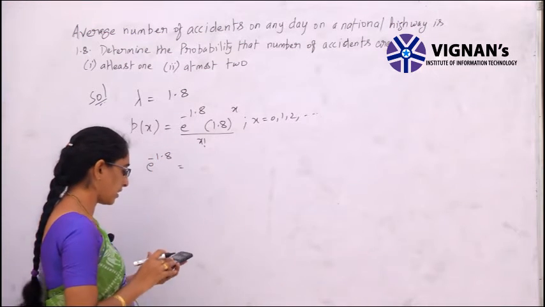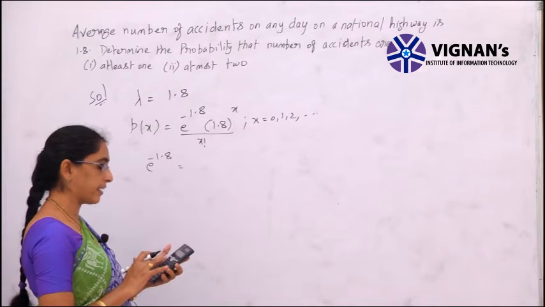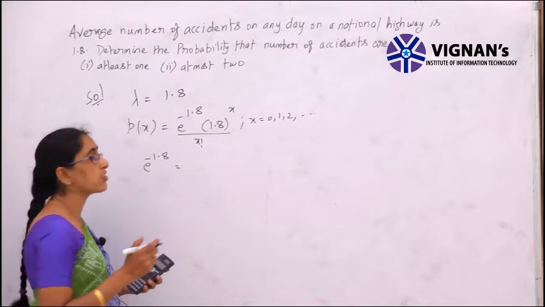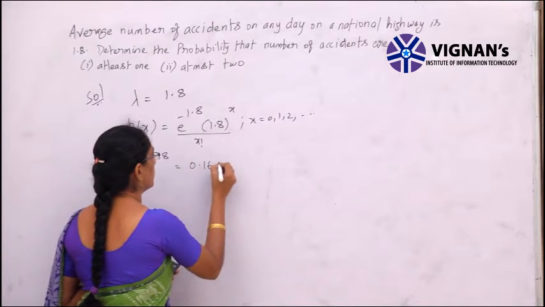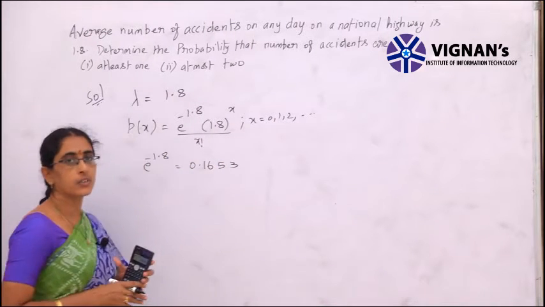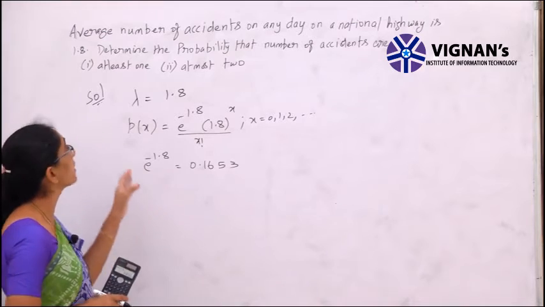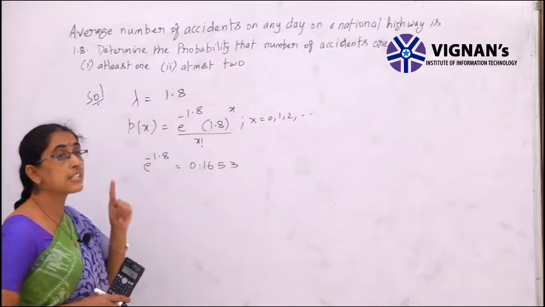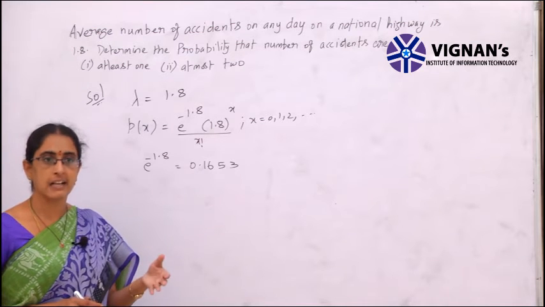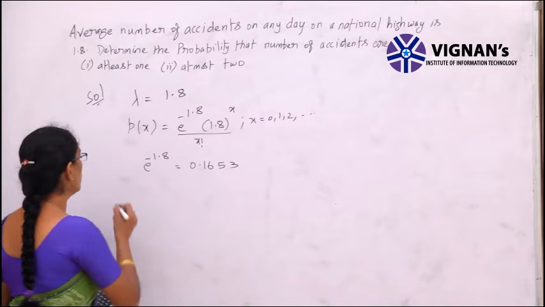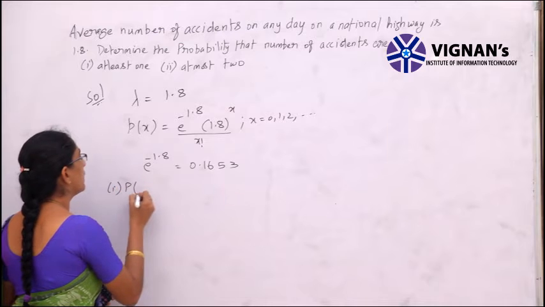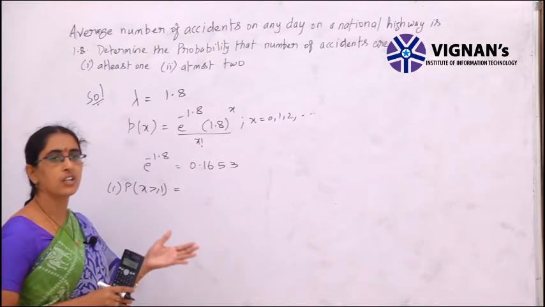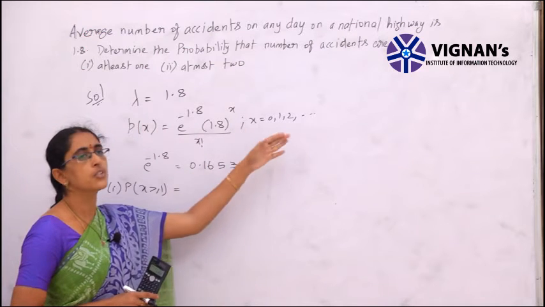Right? Now, first find out e power minus 1.8. So again, use the key shift ln within a bracket, minus symbol 1.8, equal to, it is 0.1653. Okay. Now what is the first thing you have to find? Determine the probability that the number of accidents is at least 1. At least 1 means exactly 1 or more than that. So first bit is probability of x greater than or equal to 1, which means x equal to 1, 2, 3 and so on.